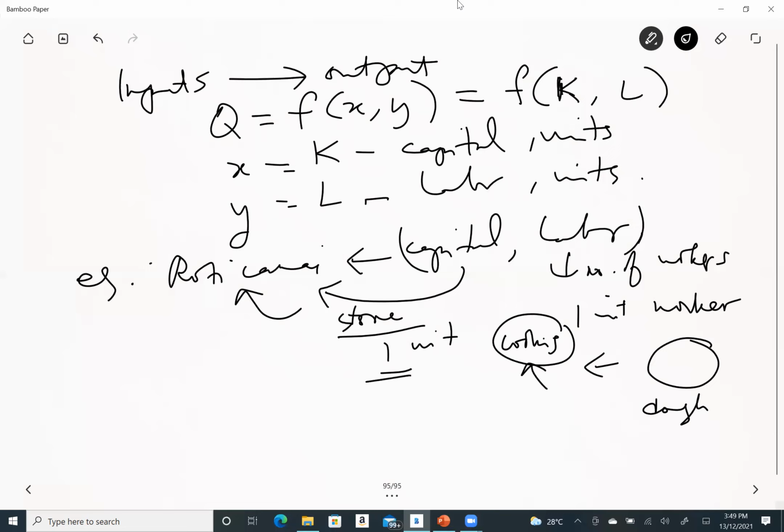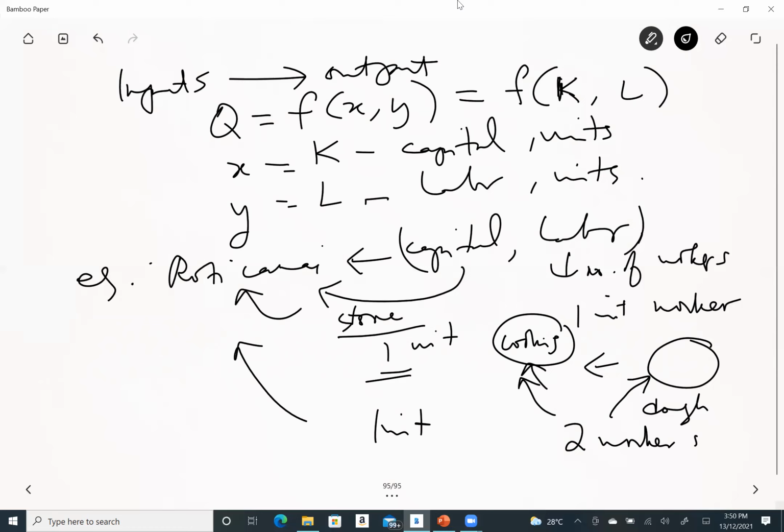Now, if you change the number of workers, let's say I have 2 workers and 1 stove, then one will prepare the dough and 1 person will do the cooking. So you see here, you can get more roti canai. That's how you combine the inputs to produce roti canai. The more inputs that you have, the more we can produce.